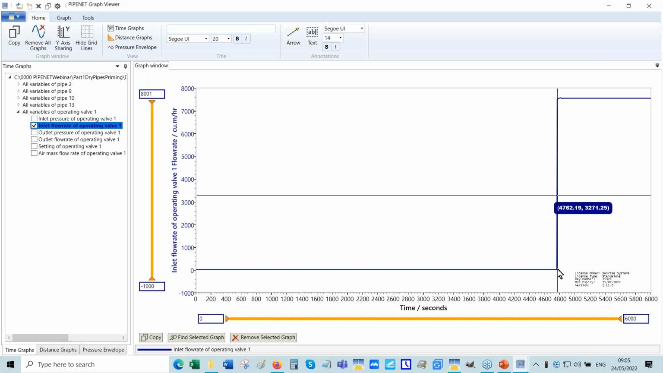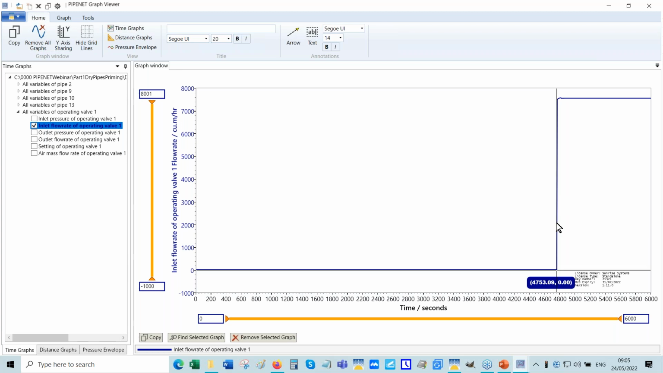So you can see it's slightly longer. It's 4753. So that's about 150 seconds longer than the dry pipe 1 model.